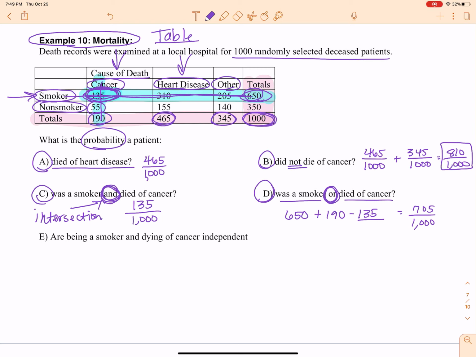All right, E, what is the probability that a patient, oh, sorry, I was thinking the original part of the problem. Are being a smoker and dying of cancer independent? Well, we haven't talked about independence yet, so we will revisit this in another example.